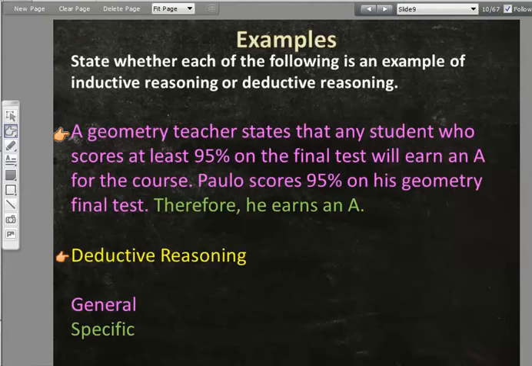And look, you know how I am about color coding. I put the general in pink, the specific in some green. Okay? Paulo scores 95%. I was just thinking of the conclusion being specific. But Paulo's score of 95% probably could also be specific, but I like looking at the conclusion.